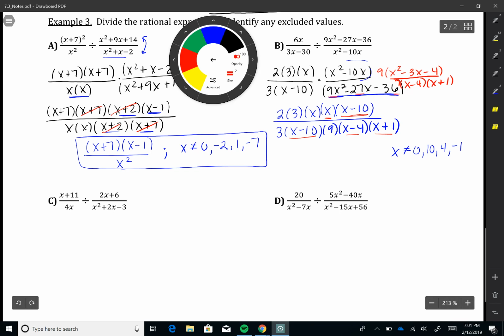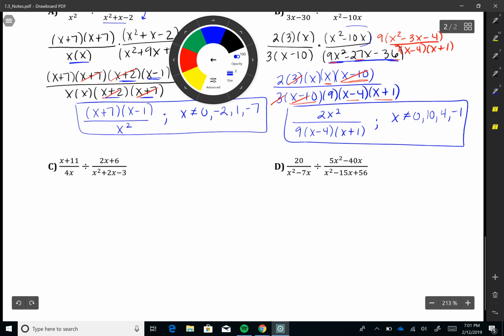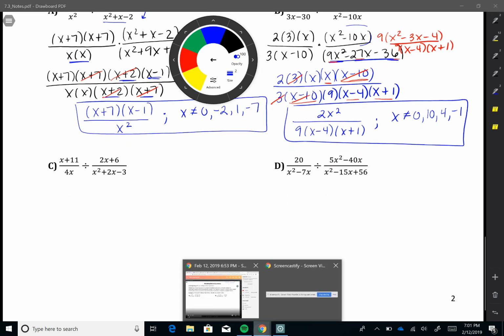Let's cancel out common factors like x minus 10. Oh no, I can cancel out 3. And I think that is it. So in my numerator, I am left with 2 times x times x, so that's going to be 2x squared. In my denominator, I'm left with 9 times (x minus 4) times (x plus 1). And there are my excluded values. Awesome. We will do the rest together, guys.